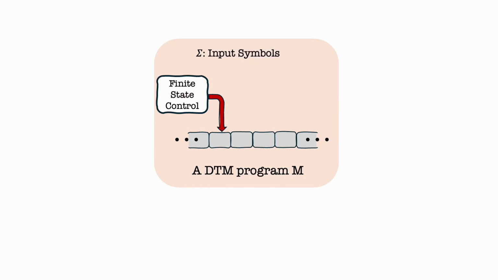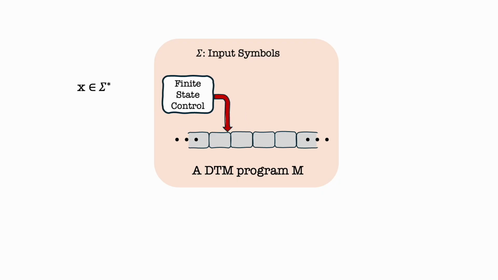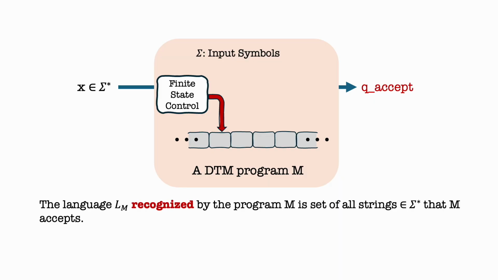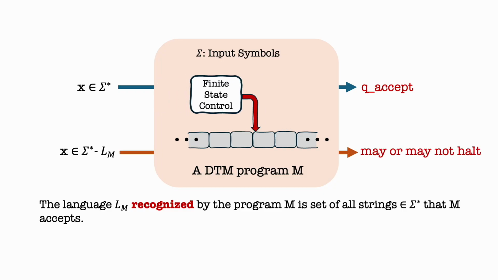We already discussed in the previous episode that a DTM program M with input symbol sigma accepts an input string x belonging to sigma star if and only if it halts in the state qaccept. The language LM recognized by the program M is the set of all strings in sigma star that M accepts. For the remaining strings, sigma star minus LM, the DTM may or may not halt. However, considering the formal notion of an algorithm, a DTM must halt on all input strings. Keep this concept in mind.